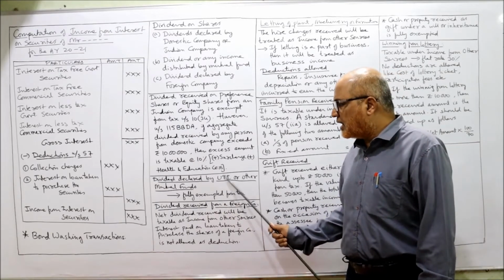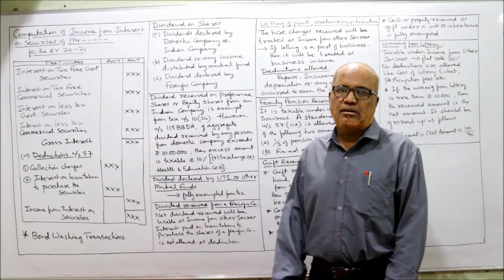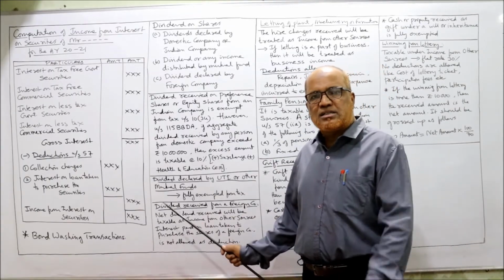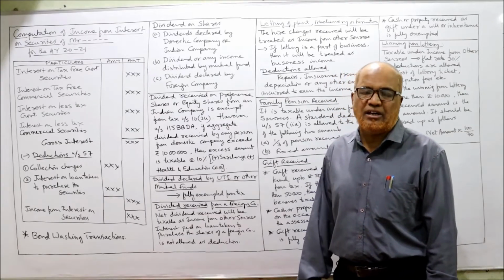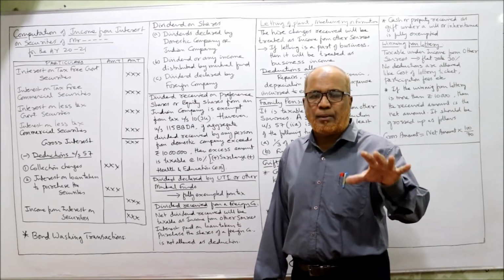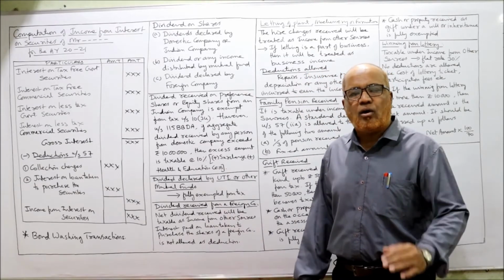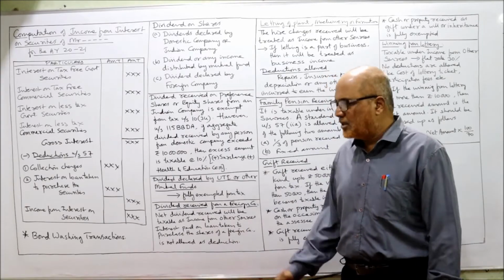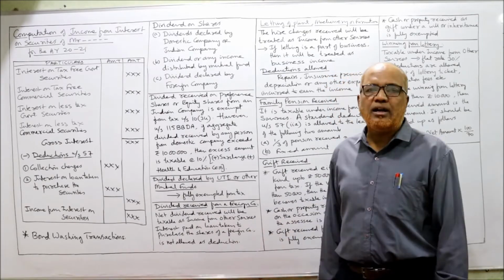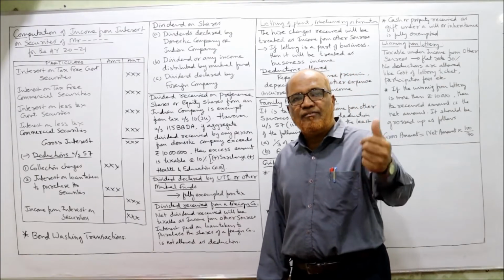Now second, dividend declared by UTI or other mutual funds is fully exempted from tax. So when in a problem this point comes, dividend declared by UTI, Unit Trust of India, the biggest mutual fund company in India, and other mutual funds, if any dividend or any income is declared by a mutual fund, it is fully exempted.